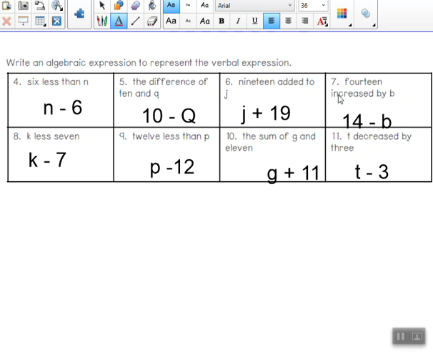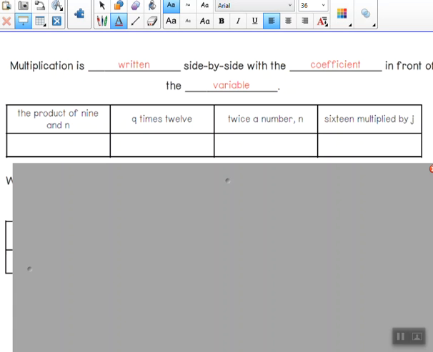14 increased by b. Ooh, I made a typo. Good thing I caught it. 14 increased by b. This was k less 7. That's kind of like k take away 7. This was 12 less than p. So when you see the less than, that means you kind of flip these two. We want to start here, and we want 12 less than that. So start at the variable, and we want to subtract 12. And then same thing here, t decreased by 3. That was pretty much straight left to right. T minus 3. All right, let's keep going.